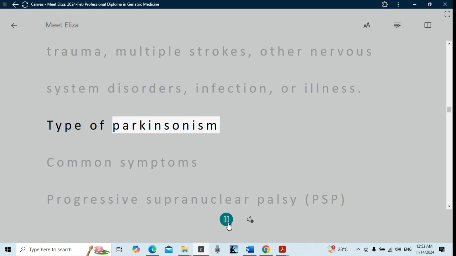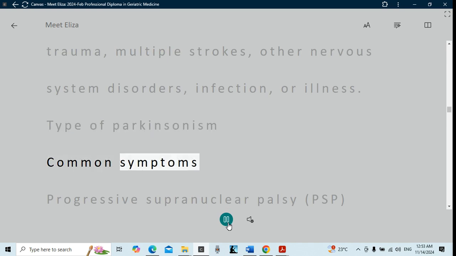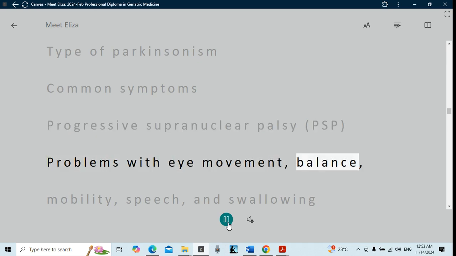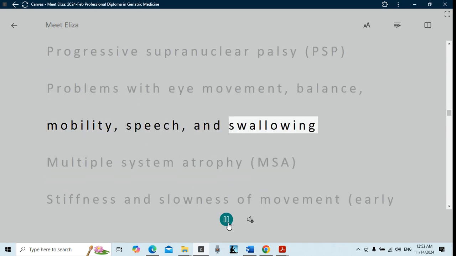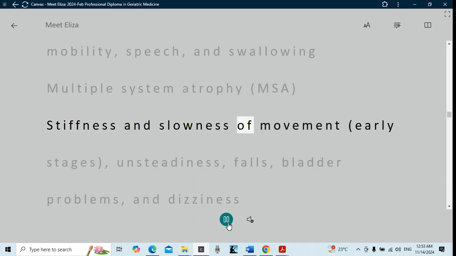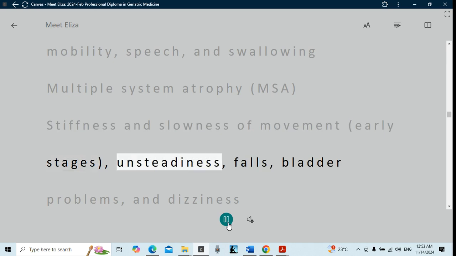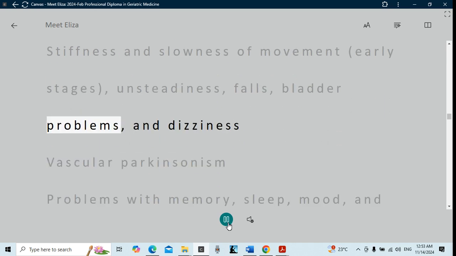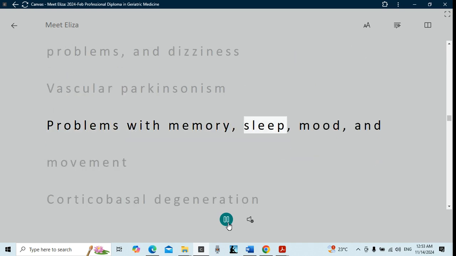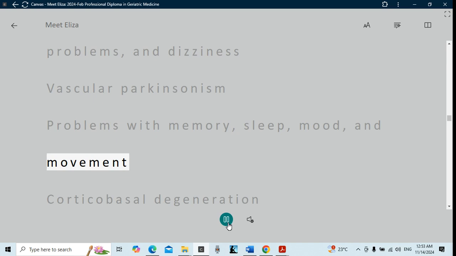Type of Parkinsonism and common symptoms. Progressive supranuclear palsy, PSP: problems with eye movement, balance, mobility, speech, and swallowing. Multiple system atrophy, MSA: stiffness and slowness of movement, in early stages unsteadiness, falls, bladder problems, and dizziness. Vascular Parkinsonism: problems with memory, sleep, mood, and movement.